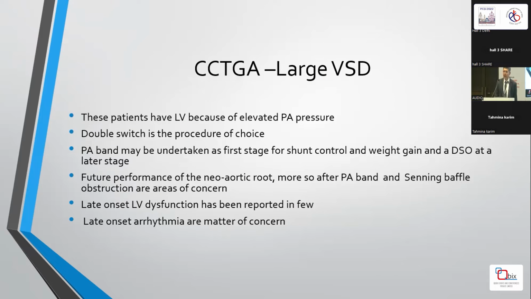Now CTGA with large VSD, again, most of the time the repair is non-controversial. We go through a PA band. Some surgeons may want to do it just to control the CHF and allow the child to grow bigger, because most surgeons do not want to do a Senning before 4 or 5 months of age. So if they have done the PA band and the child has grown bigger, then they can do a Senning baffle. But doing a PA band creates a problem on the pulmonary root, which becomes the neo-aorta. So neo-AR will be a concern, and late-onset atrial arrhythmias can also be a problem. But still, in most centers, CTGA with large VSD will be treated by a double switch.